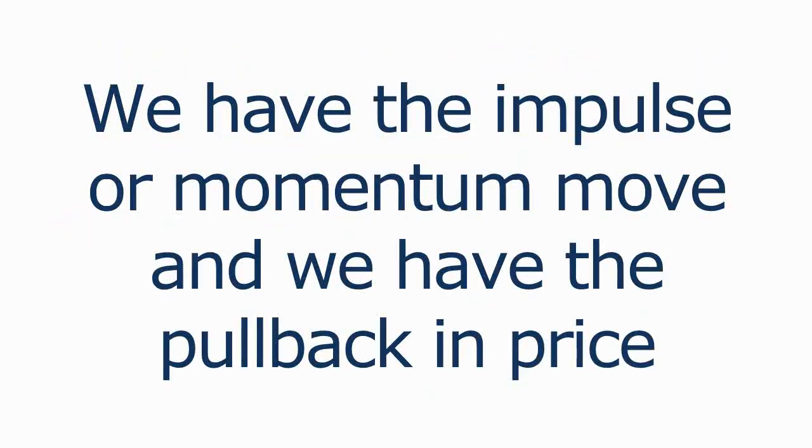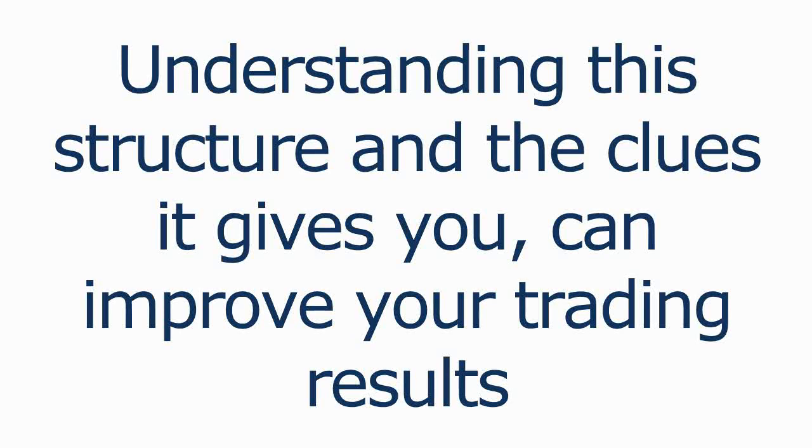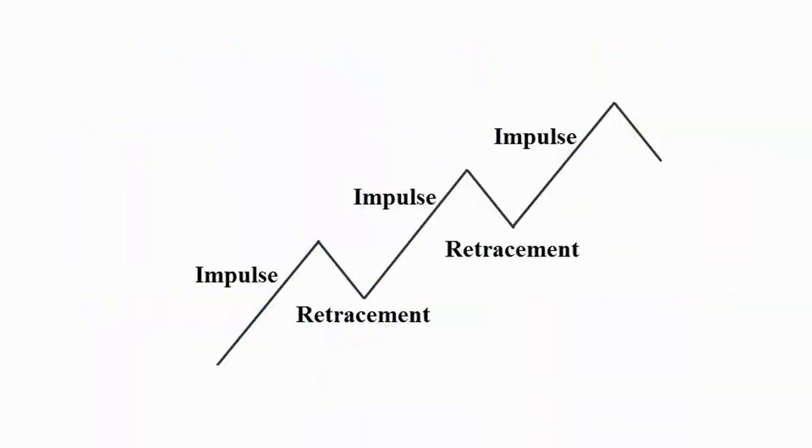If you go back to the basics of a trending market, we have the impulse or the momentum move, and we have a pullback in the price. Understanding this structure and the clues it gives you can really improve your trading results. Now, virtually every chart you're ever going to see is going to have a pattern similar to this. It's standard price structure in a trending market where, in an uptrend, the impulse moves are larger than the pullbacks.